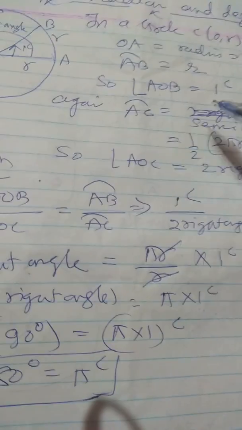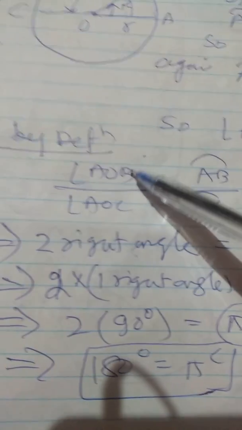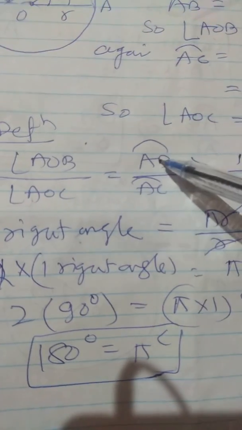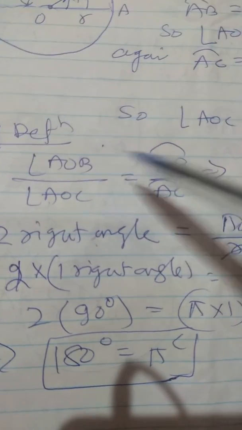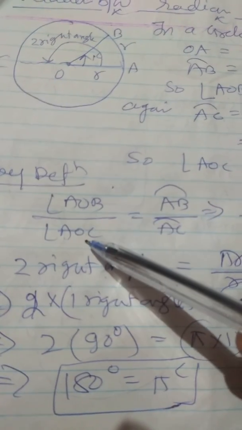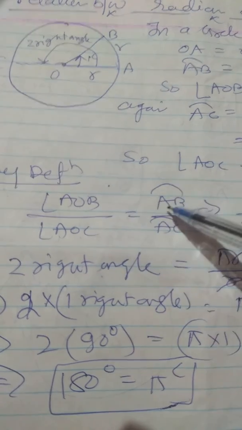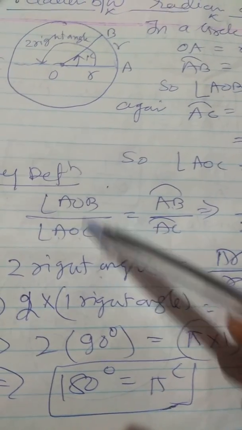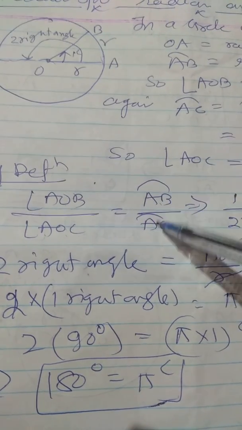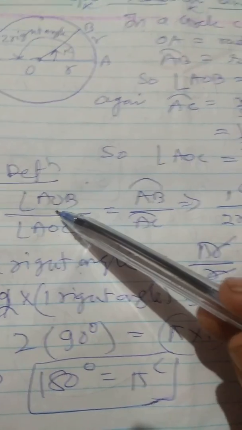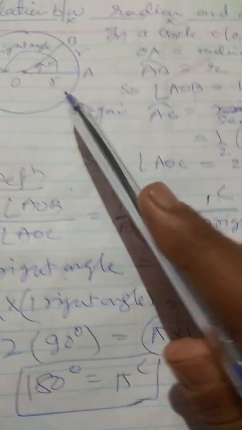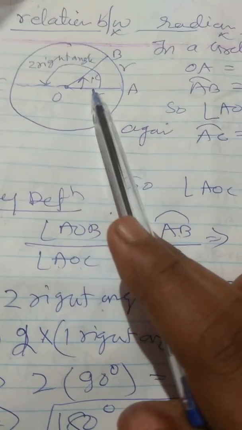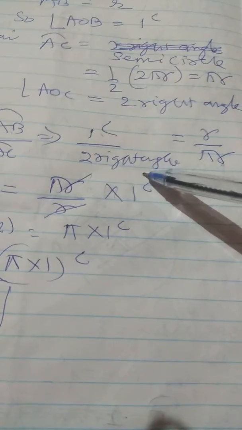By the previous definition, we know that the angles subtended by arcs at the center are proportional to the arcs. So angle AOB upon angle AOC, angle AOB subtended by arc AB and angle AOC subtended by arc AC, the ratio of the angles is proportional to the lengths of the corresponding arcs. So what is angle AOB? 1 radian, as defined in the diagram. Angle AOC is 2 right angles, as defined in the diagram.